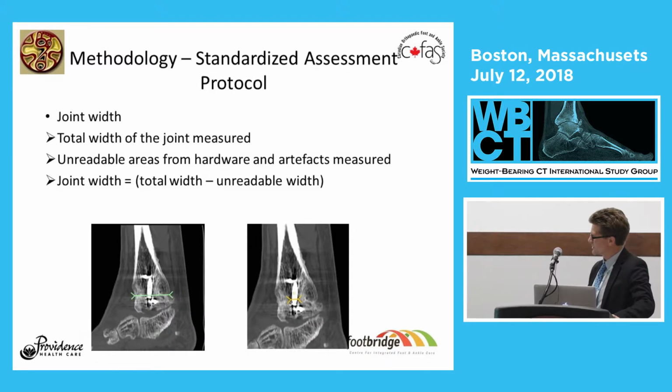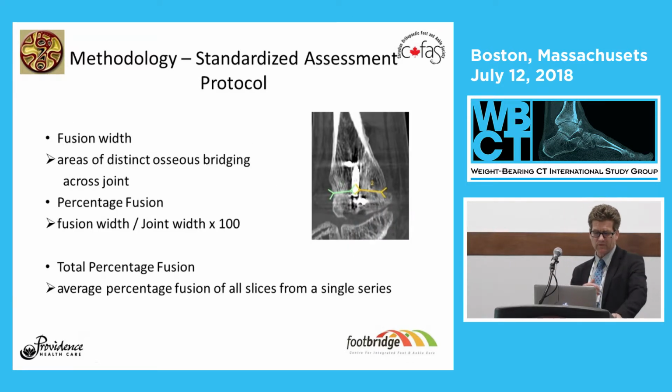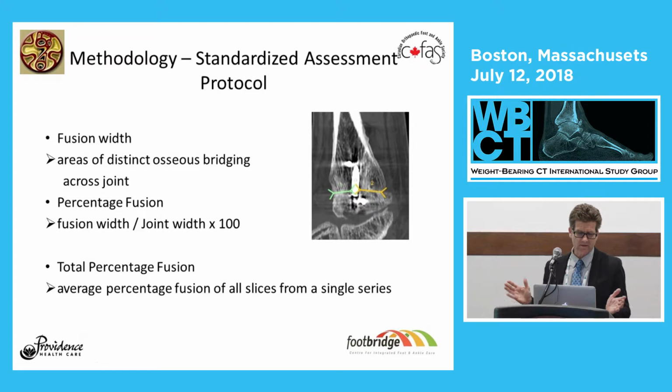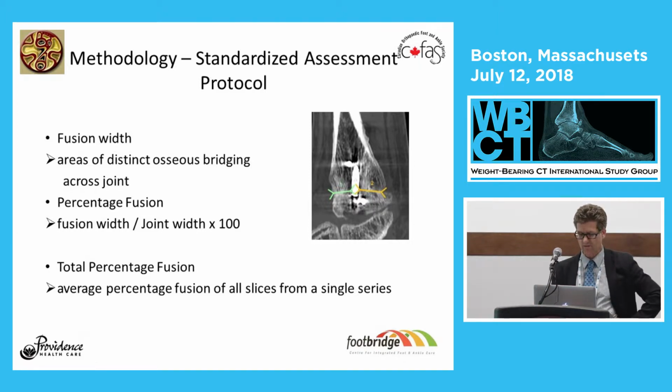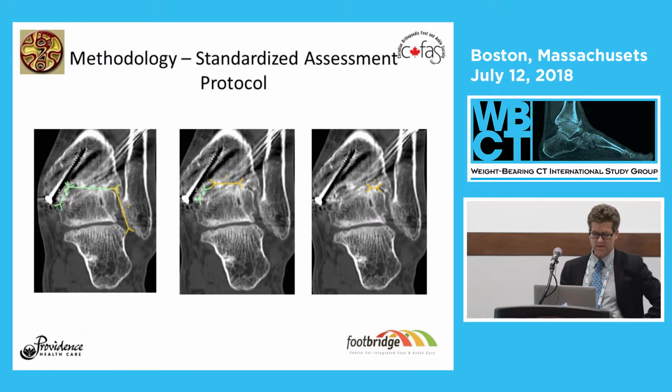This is the actual methodology. So we take a slice like this, measure the total joint width, measure the fusion width, and then subtract the unreadable area. So you can see here that the screw's in the way, and therefore that needs to be subtracted from the readable area. And then we determined the fusion width. So we then said, okay, how much of this is bridging callus? How much of this is total area that could be fused? How much can we not read? And then determine the percent fusion for each slice, and then we summed it for the sagittal and then the coronal views.